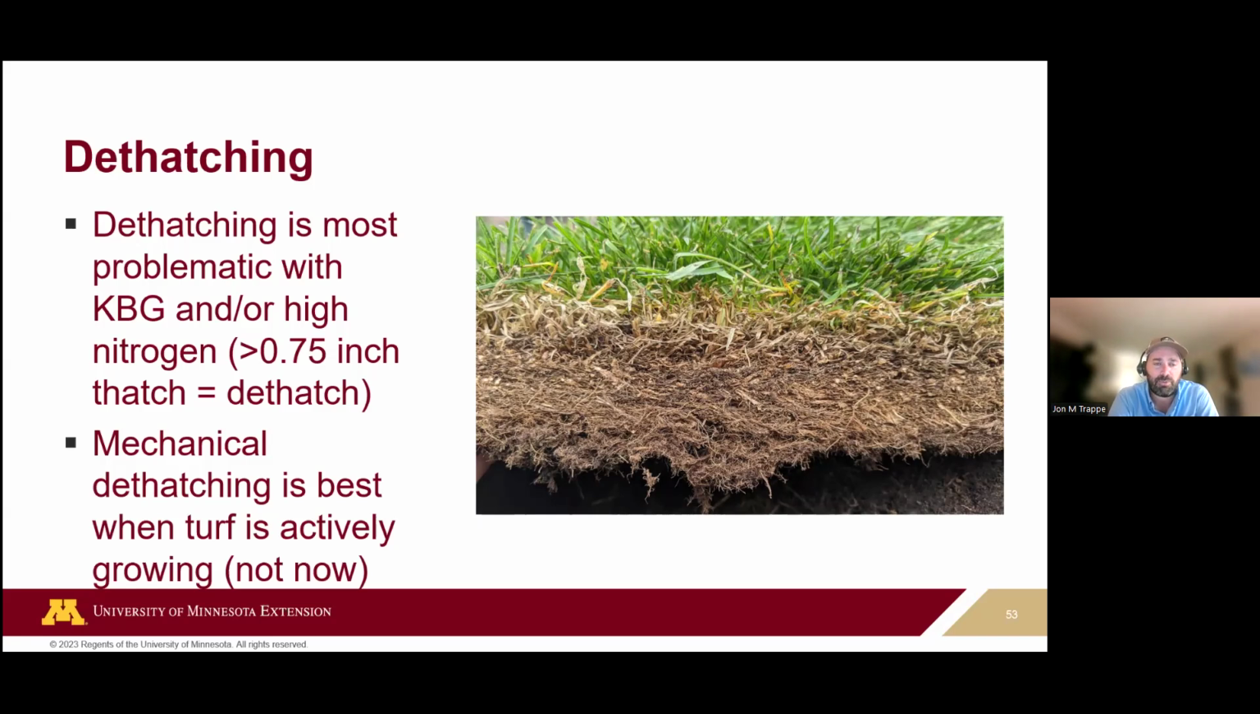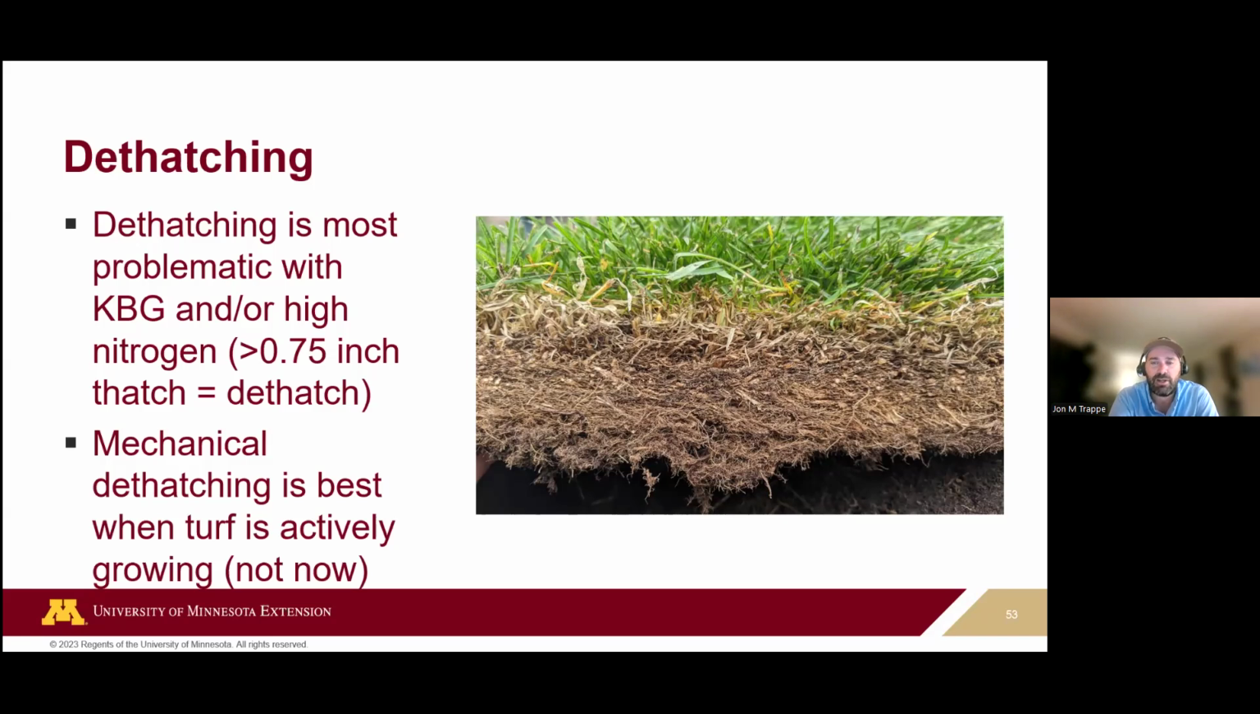We really recommend, thatch is really only ever a problem in Kentucky bluegrass lawns. That's KBG on the screen. Kentucky bluegrass lawns that are receiving quite a bit of nitrogen, they probably have an irrigation system. If you've got one or both of those conditions and your thatch is three-quarters of an inch or more, at that point I would consider dethatching.